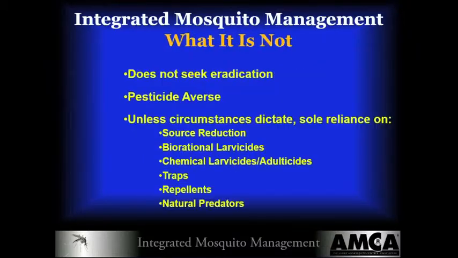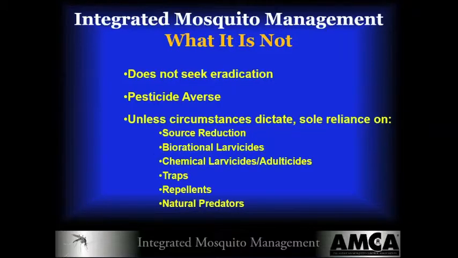It's important, though, that we remember what integrated mosquito management is not. It does not seek eradication of the mosquitoes. We're not out to eradicate. We're not out to exterminate mosquitoes. What we are out to do is manage them to tolerable levels, whatever those tolerable levels mean in terms of disease transmission, nuisance levels, or what. That's what it means. We're not seeking eradication. It would cost too much, both ecologically and monetarily.